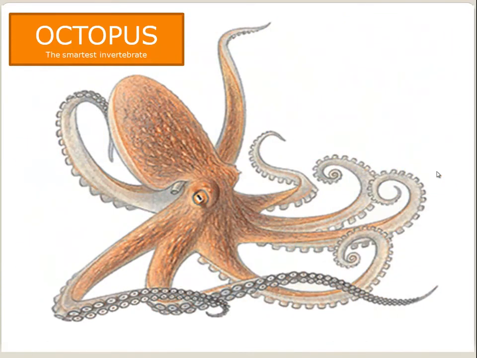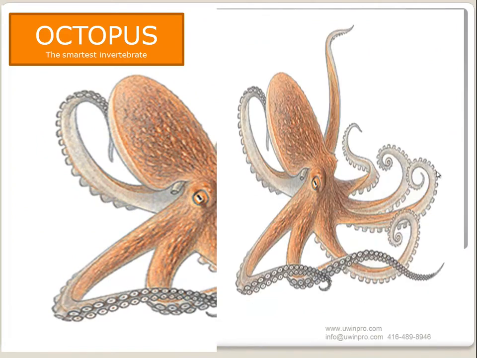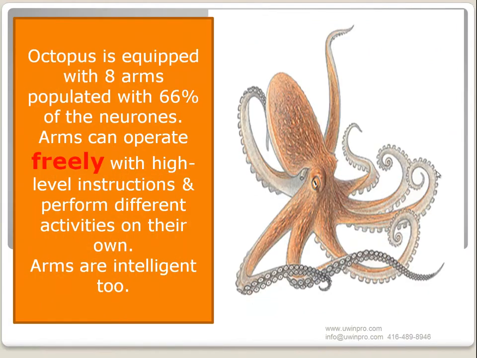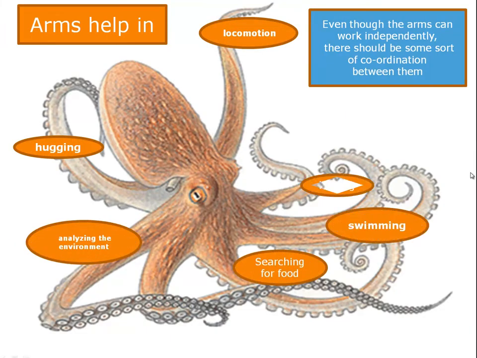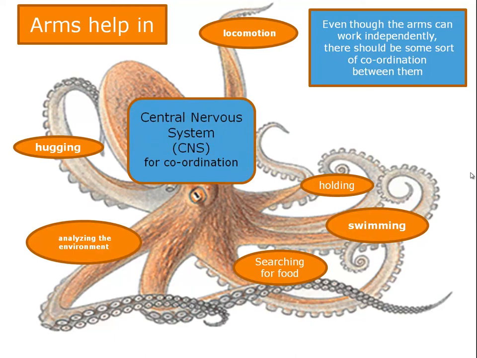Octopus, the smartest invertebrate. Octopus is equipped with 8 arms populated with 66% of the neurons. So the arms are populated with neurons and they work freely, independently, without much control from the brain. They are used for locomotion, hugging, analyzing the environment, searching for food, swimming, etc. I'm comparing this to the different resources of an organization. The arms are resources for this mollusk.